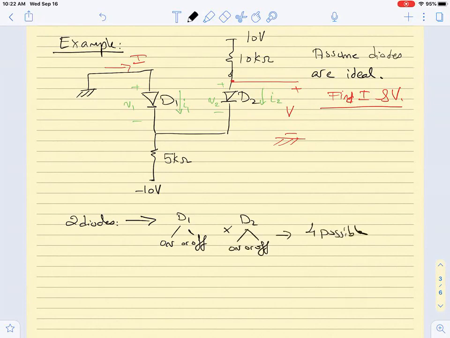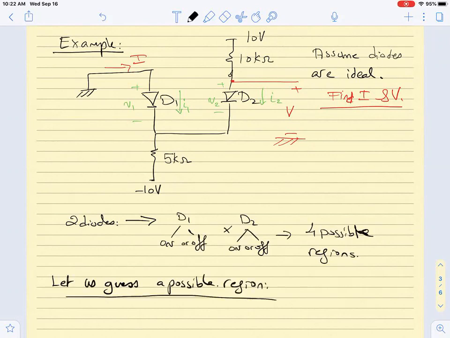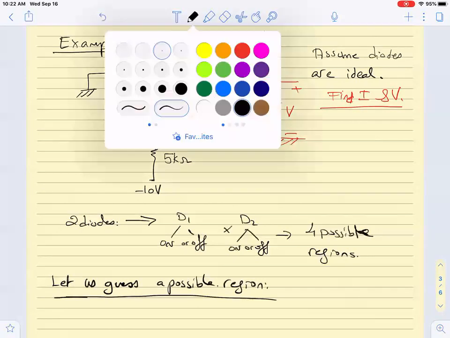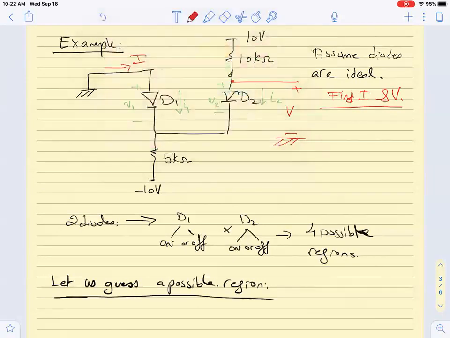Do I have to try them all or can I make an intelligent guess? Let us see. Let us start by guessing a possible region first. If it doesn't work, we have to iterate through the others. Okay? Let us see how the voltages are, how the current can reasonably flow in this circuit. This is positive, this is negative, and this is zero and this is negative.